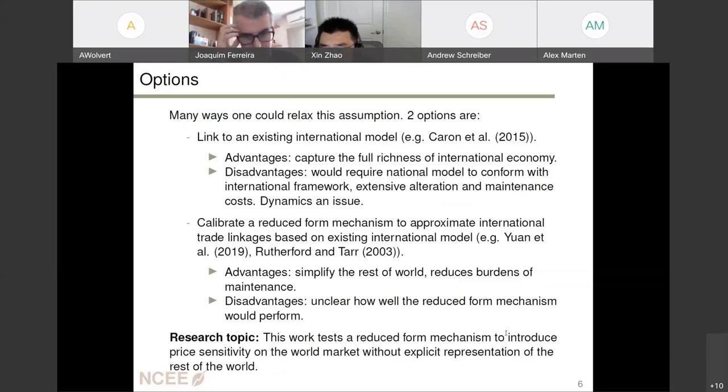And this has also been done in the literature, for instance, Mei Wan et al. at MIT in 2019 with the US-REP model, and then Tom Rutherford and David Tarr earlier on have an example of this. And the key advantages here is that you can simplify the rest of the world and reduce burdens of maintenance. But really the disadvantage is how do we actually parameterize the reduced form approach, and it's unclear how well it would perform relative to a full-blown international context. And so the research topic of this work is to test a particular reduced form mechanism to introduce price sensitivity in the world market without actually representing the rest of the world in the model.